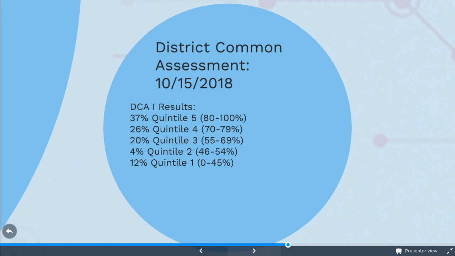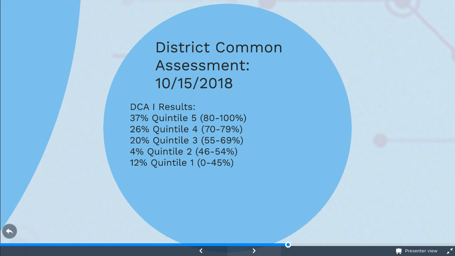So another data point was a district common assessment. This is an assessment that we give once a semester. And the DCA results are actually quite a bit lower than the STAR results. And that could be for many reasons, not least of which is the fact that students have been coming back from summer and things like that. And so they're just getting into the groove of school.